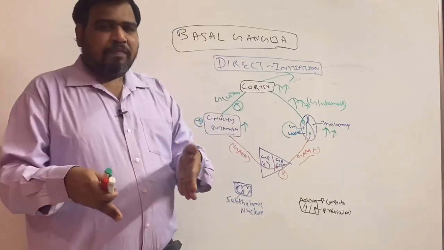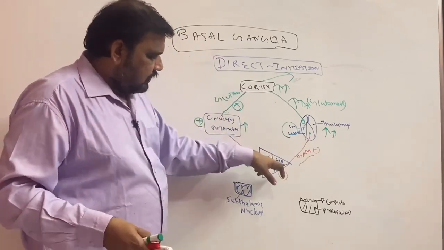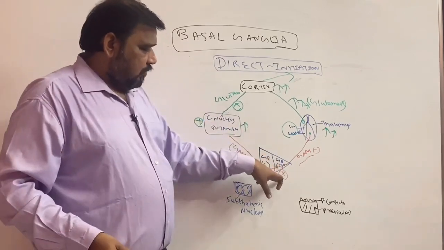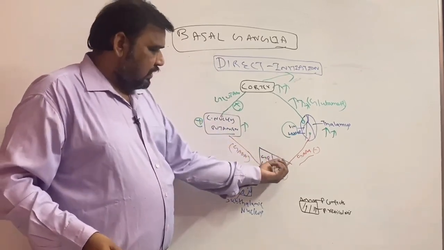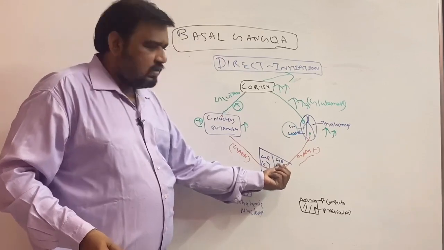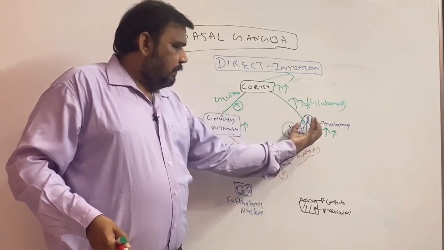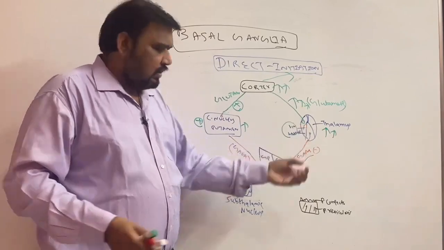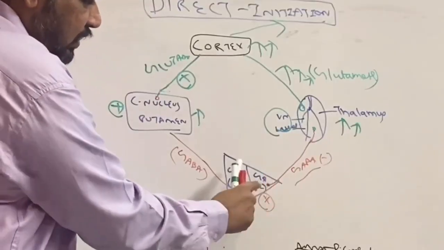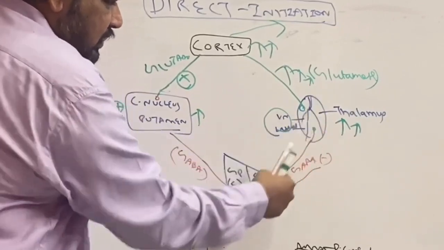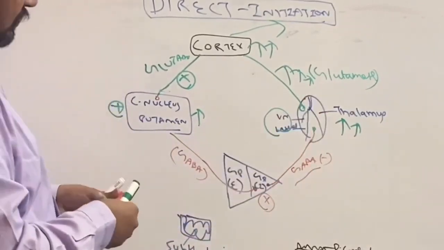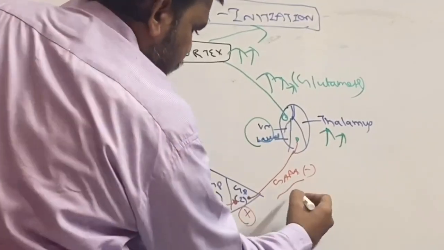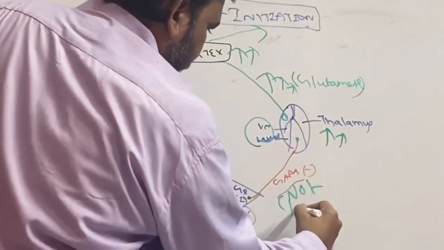The function of this corpus striatum actually, I am telling about the direct pathway, is that it will inhibit the globus pallidus interna. So this is inhibited. The actual function of this interna is to inhibit the ventromedial and lateral nucleus of thalamus. That has to be inhibited, but this is already inhibited, so this is not happening. This GABA discharge is not happening.